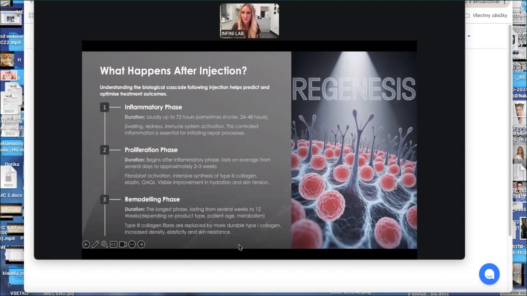If I use, for example, V5, I do treatments every 4 weeks, because that contains trehalose. I'm going to go through the products in a second. So the best results we can expect around 1 month after therapy.